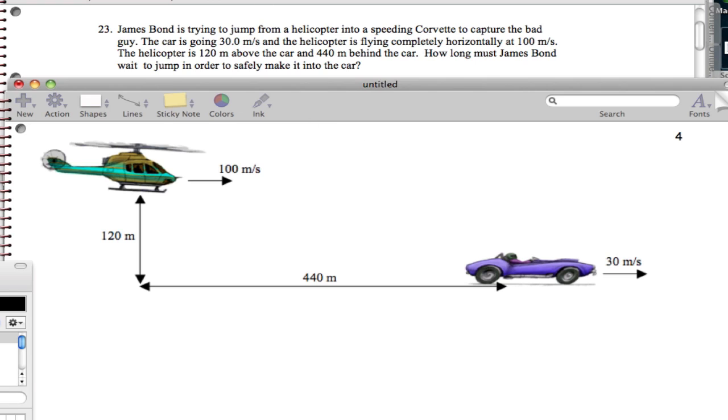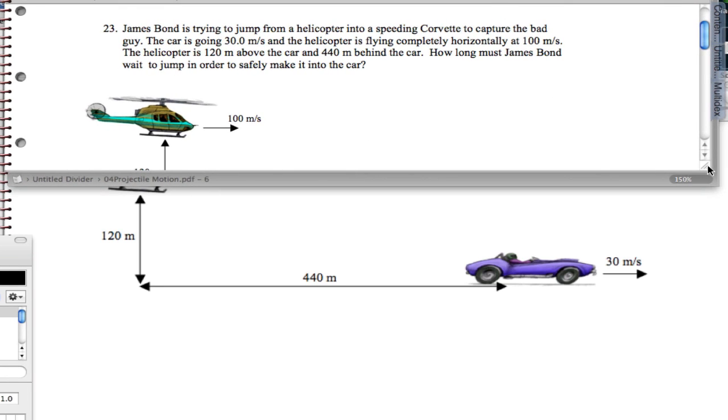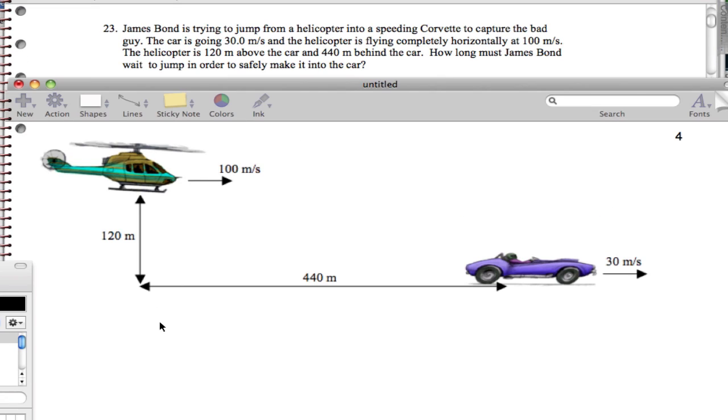This is just a really tough problem. Wow, I like this one. In fact, let me just zoom this up here and see what's going on. So first, let's get some equations down. For the car, if I have a purple color, it'd be great. Purple equation for a purple car.